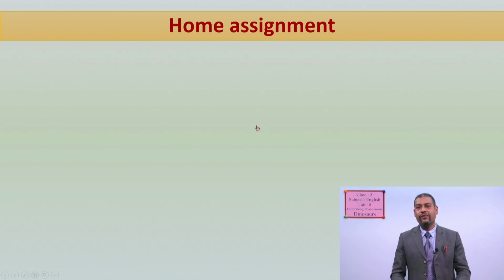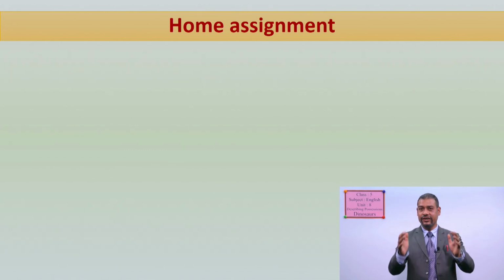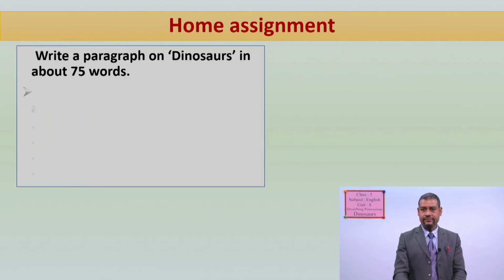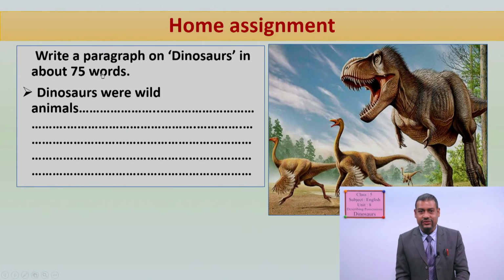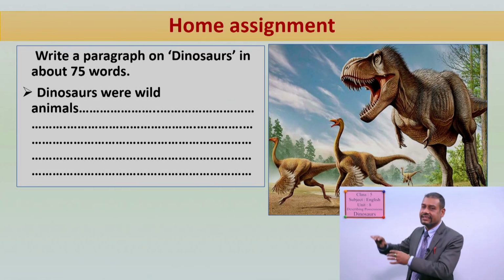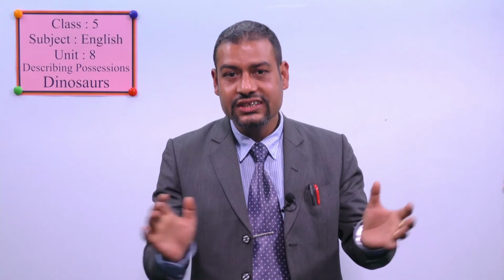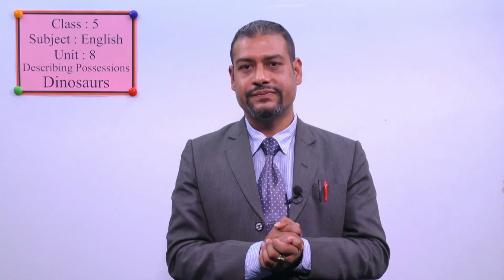Dear students, now I want to give you a home assignment. So the home assignment for you is, let's say, dinosaurs. We have learnt about dinosaurs, so write a paragraph on dinosaurs in about 75 words. So you can start your paragraph like this. Dinosaurs were wild animals, and you could add there were different species of dinosaurs. You can add like that one. Okay. So don't forget to do your home assignment.